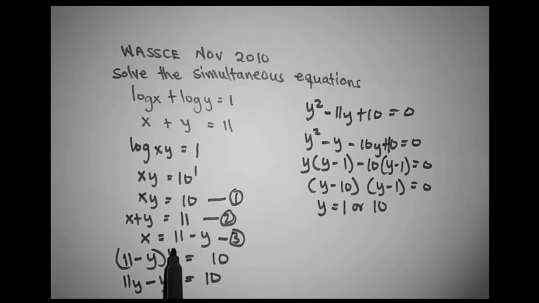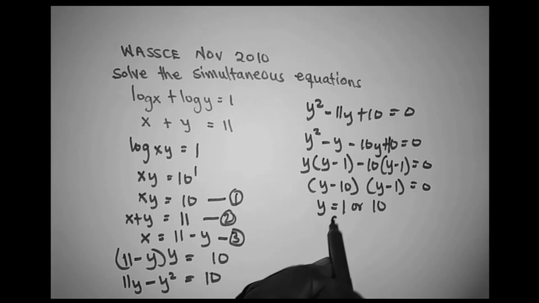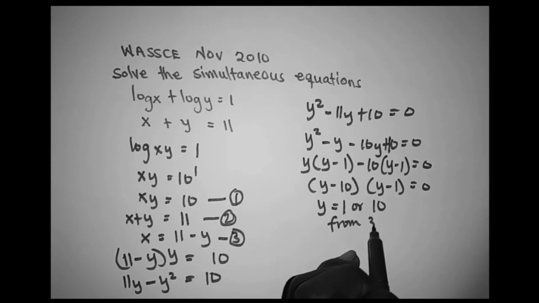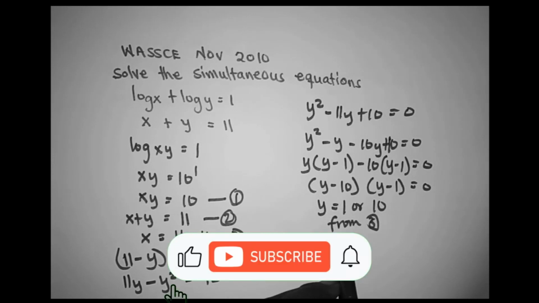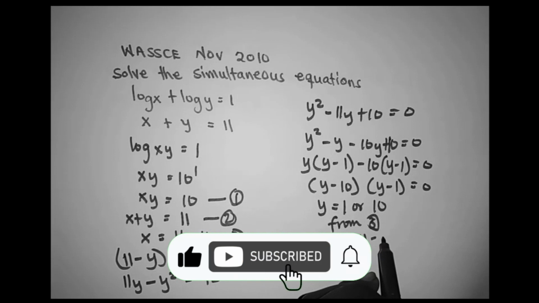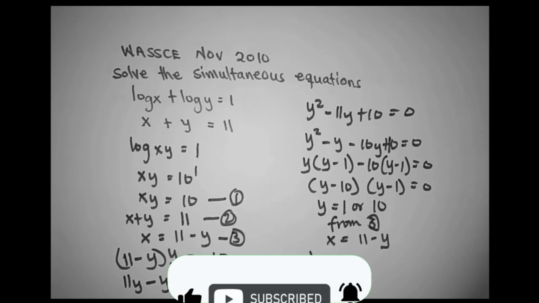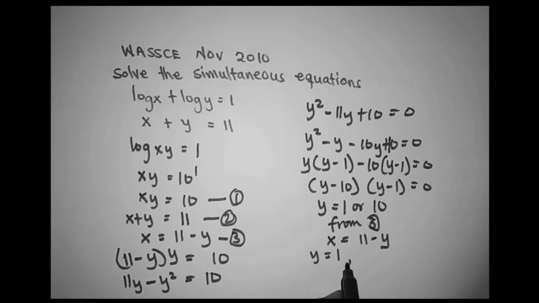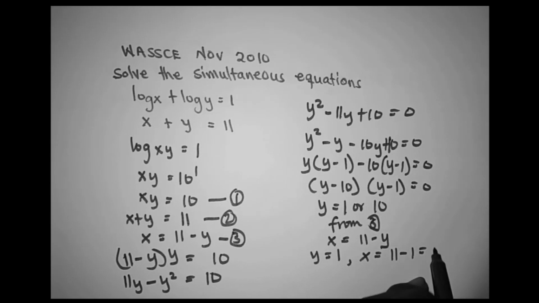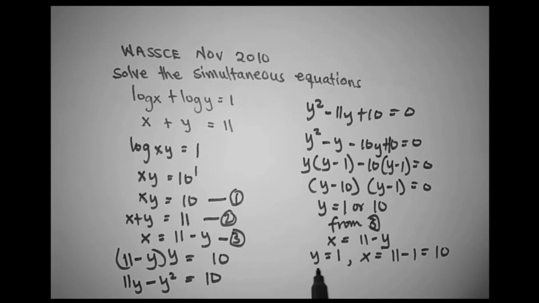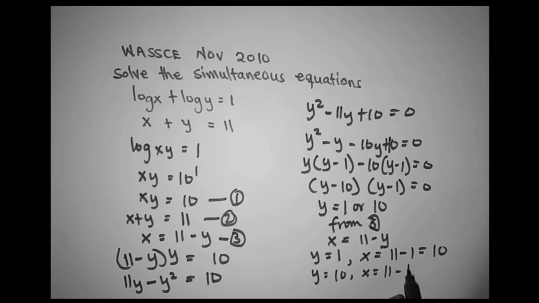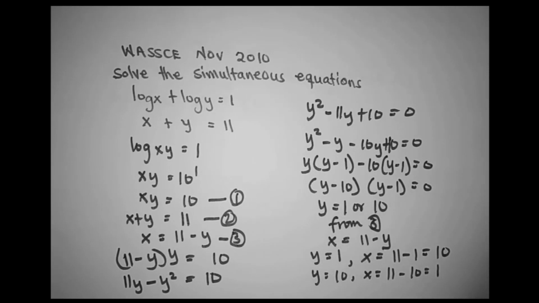But we know that from equation 3, x is equal to 11 minus y. So if y is equal to 1, then x is equal to 11 minus 1, which is equal to 10. Then if y is equal to 10, x is equal to 11 minus 10, which is equal to 1.